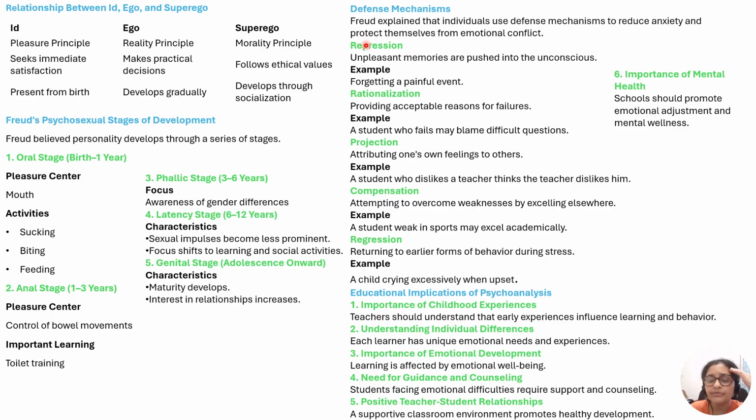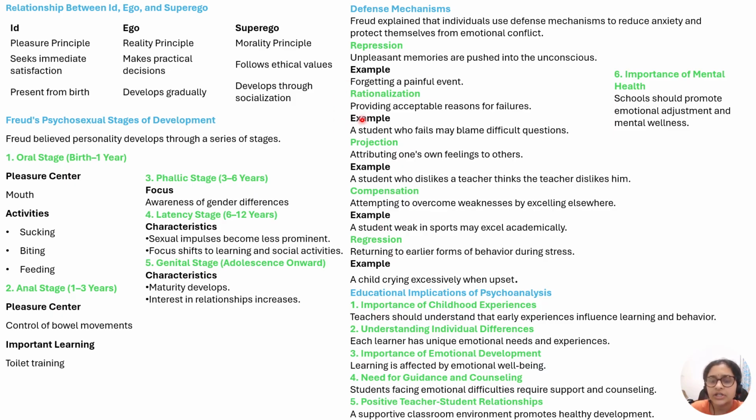Now, defense mechanisms. Freud explained that individuals use defense mechanisms to reduce anxiety and protect themselves from emotional conflict. That is what we usually do; we usually defend ourselves. Under this, there are four important concepts: repression, rationalization, projection, compensation. What is rationalization? Providing acceptable reasons for failure. For example, if a student fails in the exam, he will put the blame on many situations: because of this situation I failed, because of her I failed, because of him I failed. He will play a blame game.